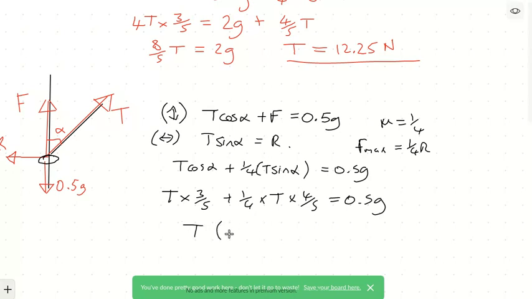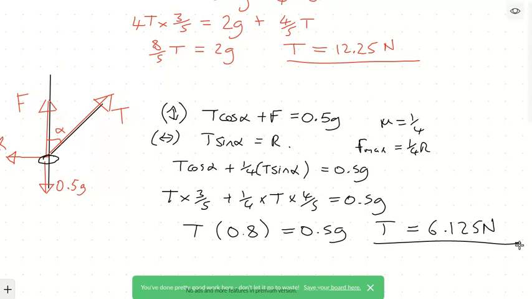Personally, I'm going to factorize out the T and do 3/5. Well, that's 0.6 plus 0.2. So that's 0.8 equals 0.5 g. And so T comes to 5/8 of 9.8. And I get 6.125 newtons. And yeah, do the appropriate rounding, but that's what T is.